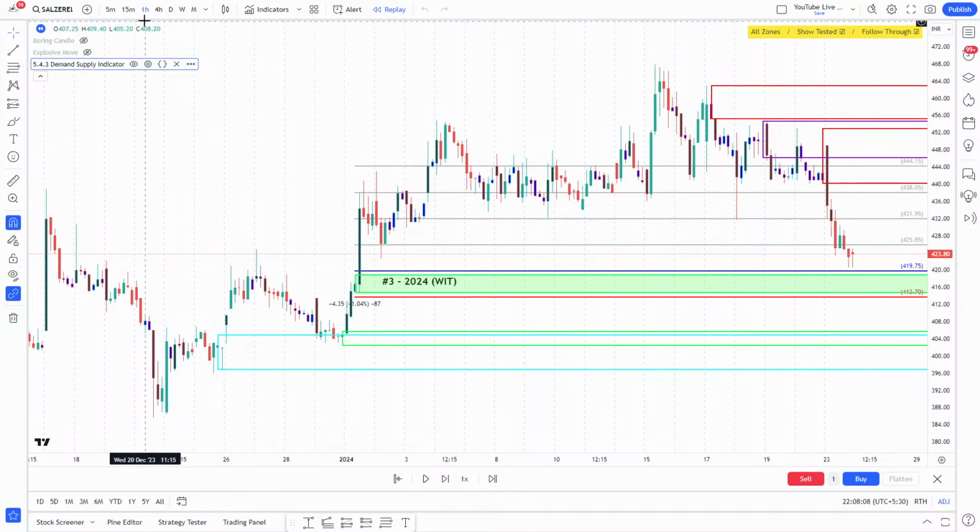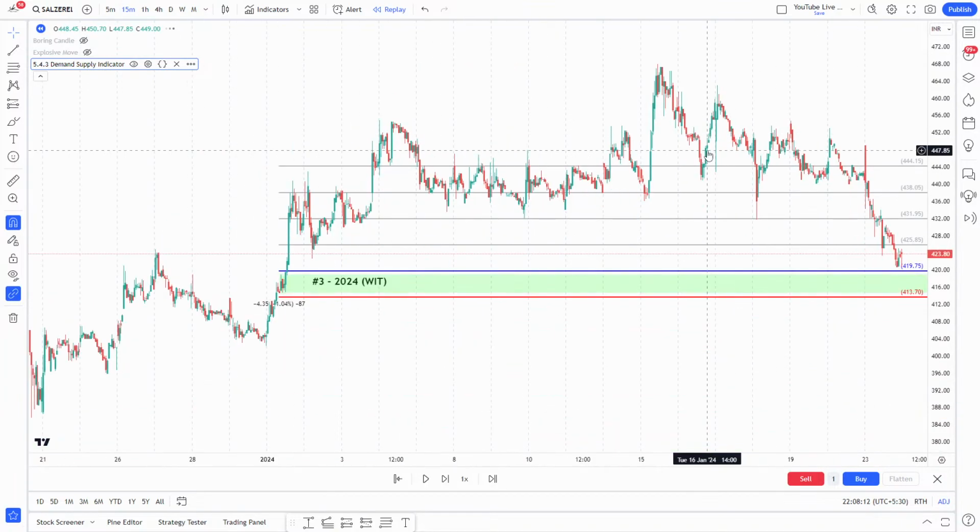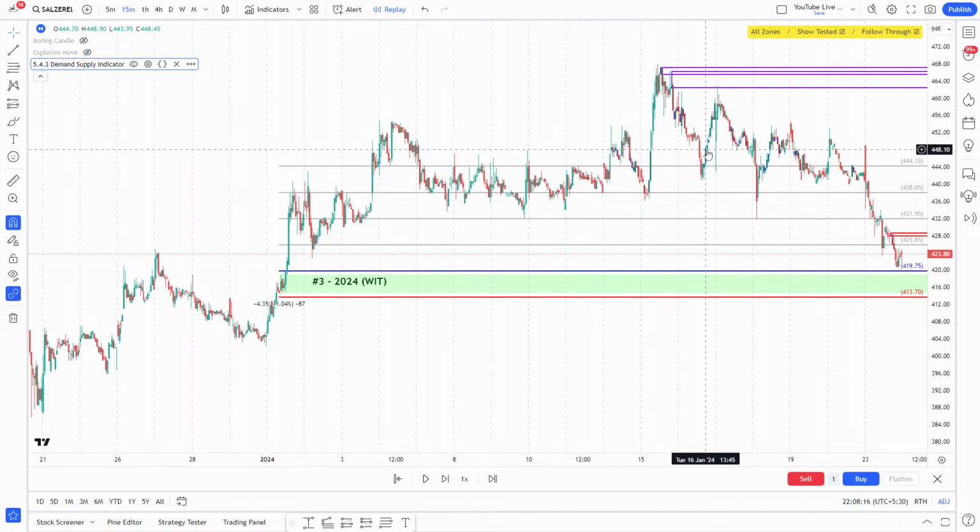Now, how do we take type 2, type 3 trades? For type 2, type 3 trades, we go to the refining time frame. And now we have to wait for a bullish or a very bullish candle to form before we can take a type 2 or a type 3 trade.